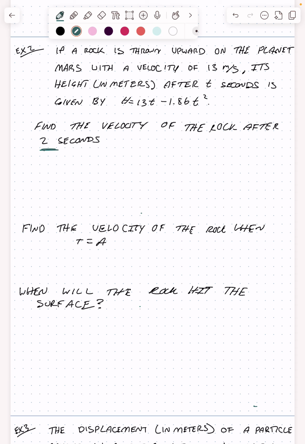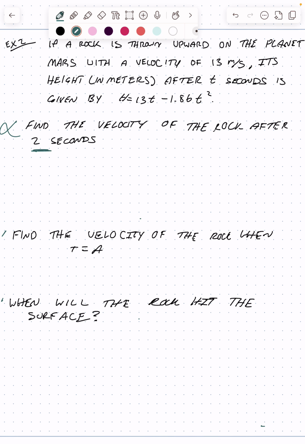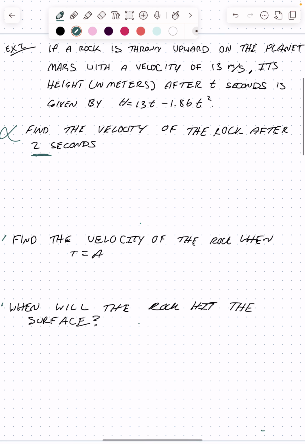So find the velocity of the rock after 2 seconds. We're literally just going to do the same thing we did earlier. So feel free to pause the video and do this one on your own. However, I do recommend you wait to do these. These are a little bit different. So we're just going to jump right into this, but again, feel free to try it on your own. So we must first get the derivative. So h prime is literally 13 minus 1.86 times 2t.